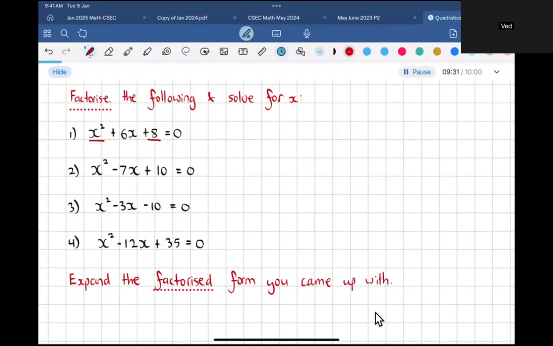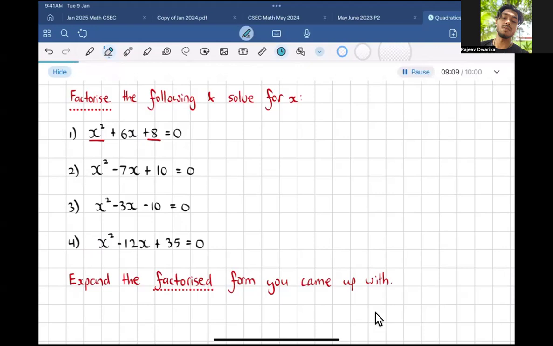So give me some examples of how I can multiply to get 8. Just call off. 2 times 4 is 8. Right, 2 times 4 is 8. If you add 2 and 4, what are you going to get? 6. So does that satisfy our condition? Yes. So that's the answer. That will be x plus 2 by x plus 4. That's it. You're going to apply that same concept for the others.